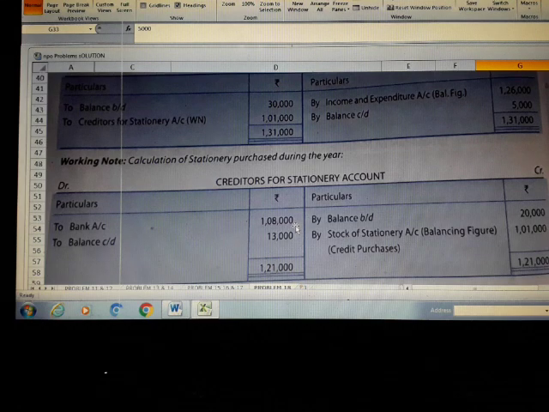What will be the journal entry? Creditors account debited to cash or bank. So in my creditors account, I'll have to mention it as to bank account and value of 1,08,000. Can you able to understand, students?